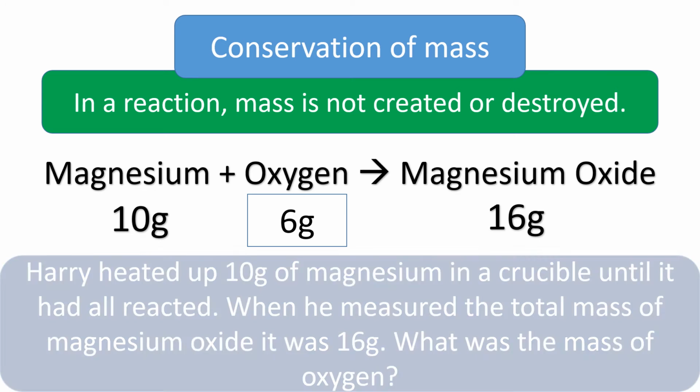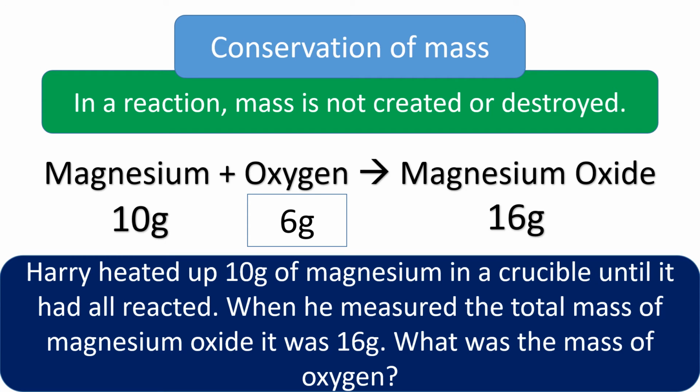What would the question look like? Well, it might be something like this. Harry heated up 10 grams of magnesium in a crucible until it had all reacted. When he measured the total mass of magnesium oxide, it was 16 grams. What was the mass of oxygen? Okay, and there you go. You're just, again, writing out that equation, filling in the numbers you've got and seeing what you're missing. Now, don't worry about a crucible. I'll come back to that in just a few minutes.